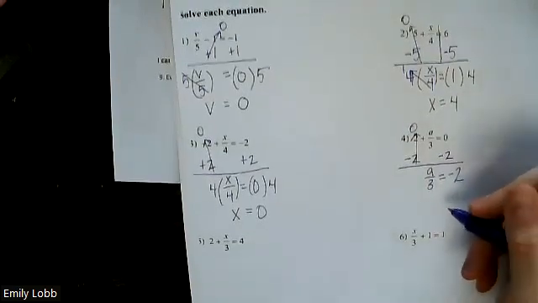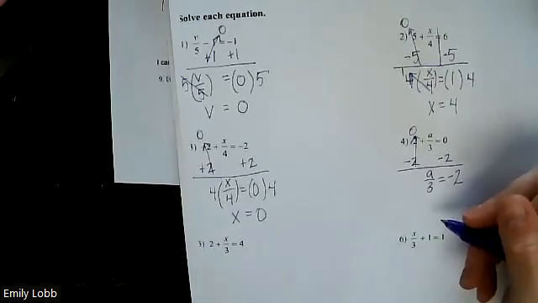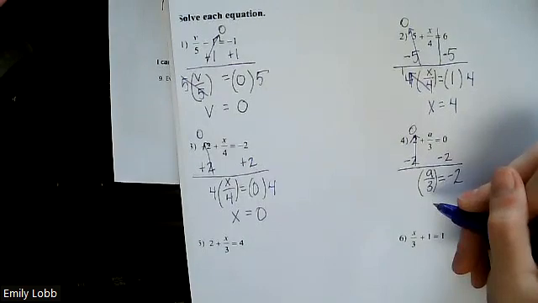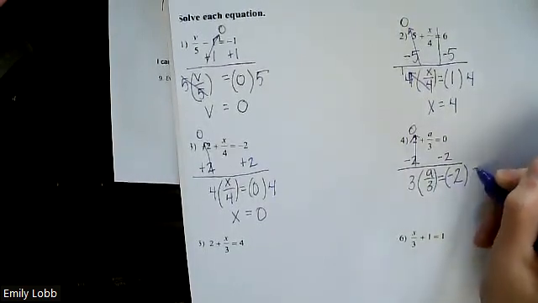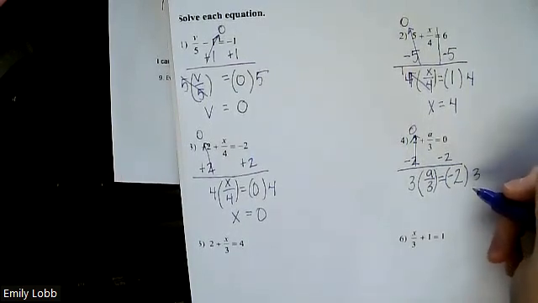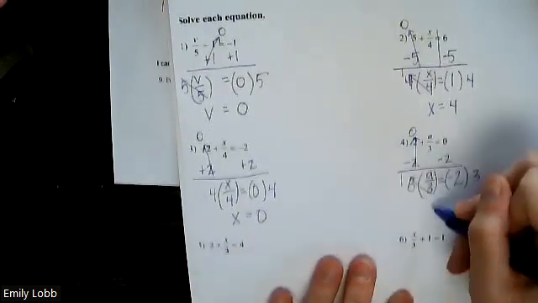-2. How do I undo dividing by 3? I undo dividing by 3 by what? Timesing by 3. Whatever I do to the left, I have to do to the right. Okay. 3 divided by 3 is 1.